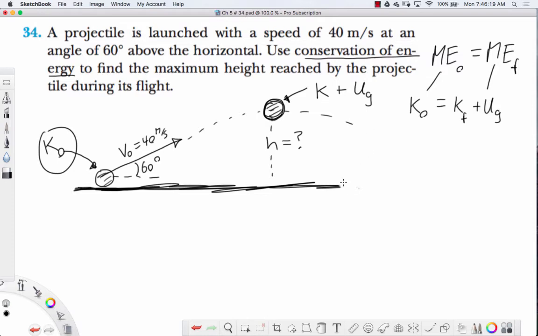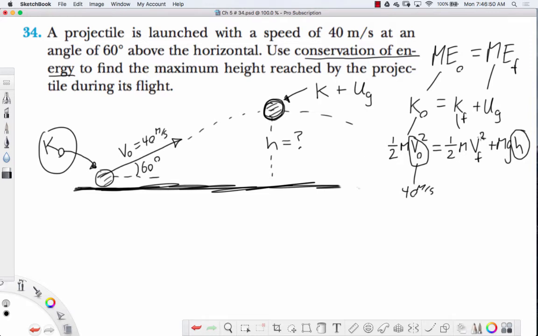So now we plug in our equations. What is kinetic energy? Kinetic initial, we're going to say 1/2 m v initial squared. Kinetic final is going to be 1/2 m v final squared. And then potential of gravity is mgh, and h is what we're looking for. Now, do we know v initial at the beginning? Yes, v initial is 40 meters per second.